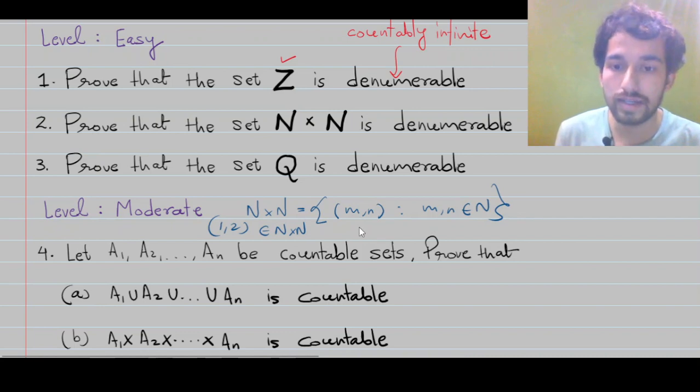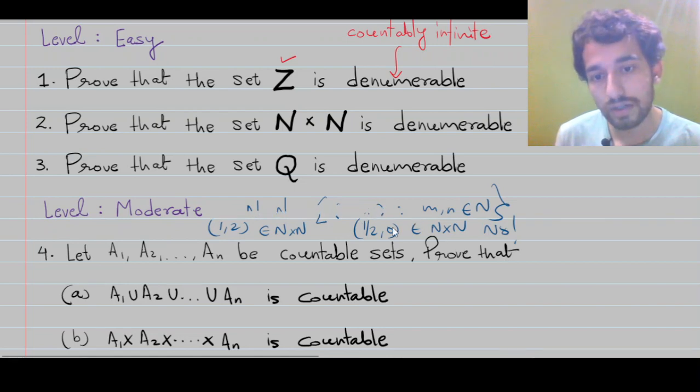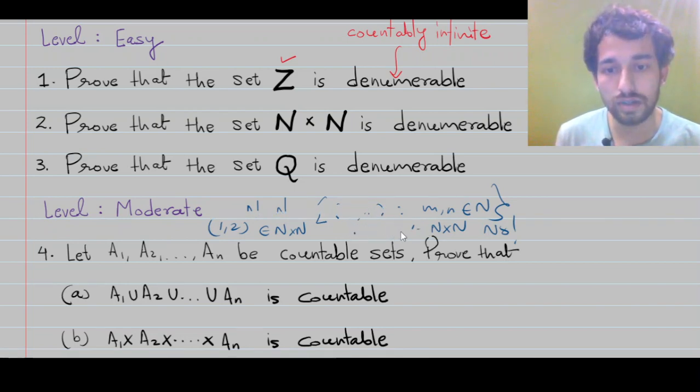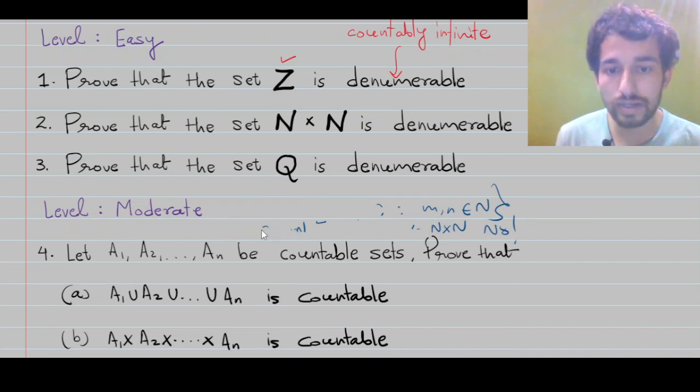If I ask you whether 1 by 2, 0 belongs to N cross N, the answer is no, because 1 by 2 is not a natural number. Again, the idea is the same: you are supposed to find a map from the set of natural numbers onto this Cartesian product N cross N such that the map is 1-1 and onto. So try to construct such a map. If you are able to, then you are done.